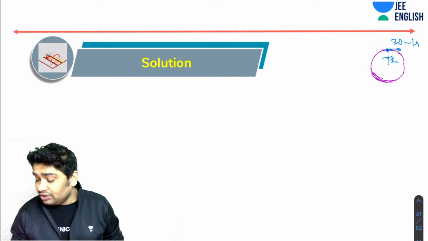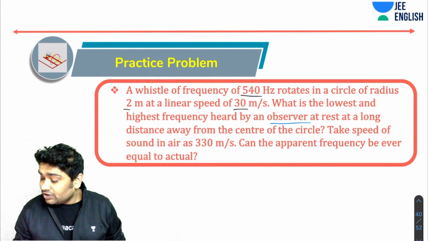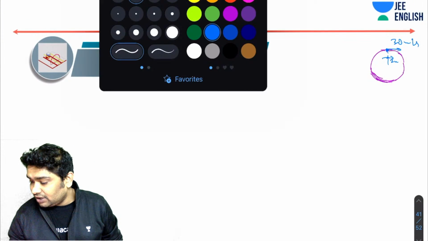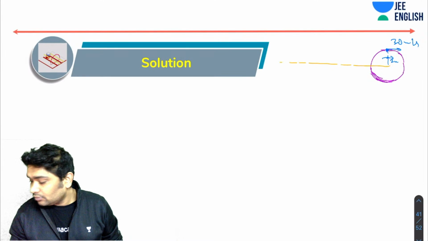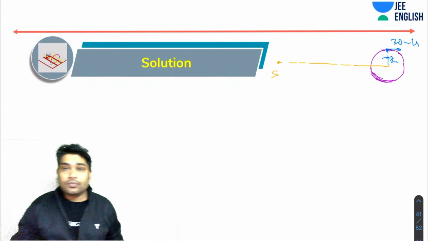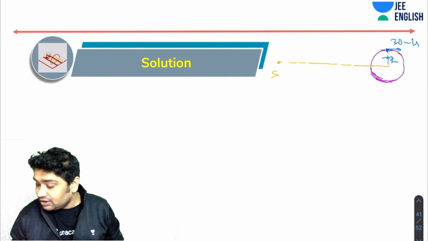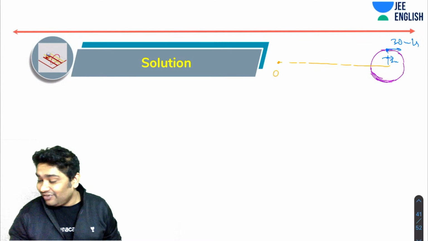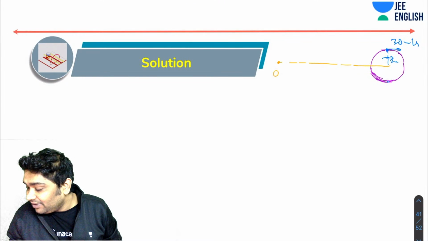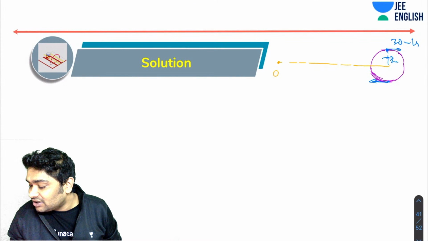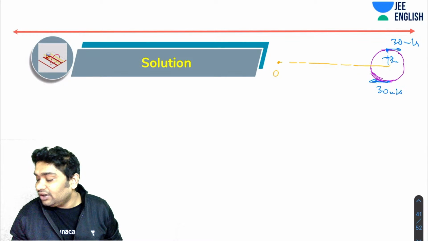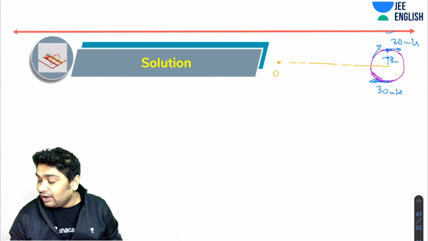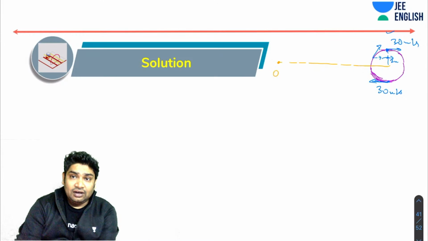Now you have an observer which is at rest at a long distance away from the center of the circle. Let's say your observer is somewhere here. What happens now is that while moving, there will be a moment where the source would be moving towards the observer, and a moment where the source would be moving away from the observer, and in the middle you would have components of velocities away and towards the observer.